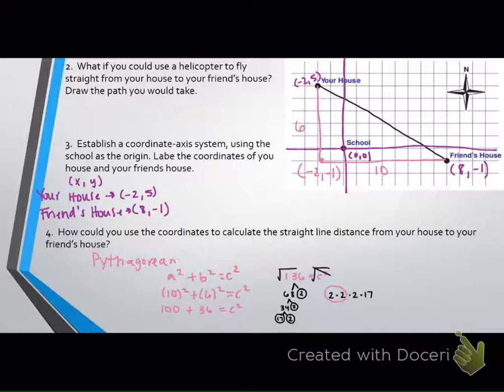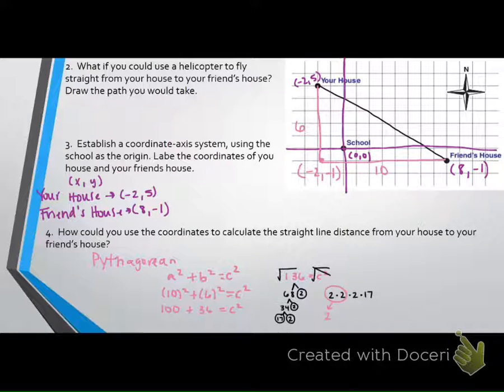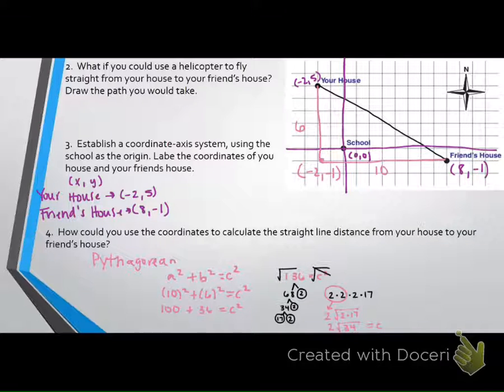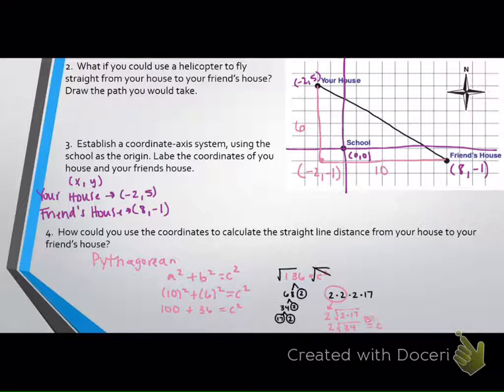Found my group of 2. So I take 1 out of there, and 2 times 17 is left underneath. So I have 2 square root 34 equals c. So my distance is 2 square root 34 blocks. Sorry, I forgot the unit there. With your helicopter, not your car driving through houses.